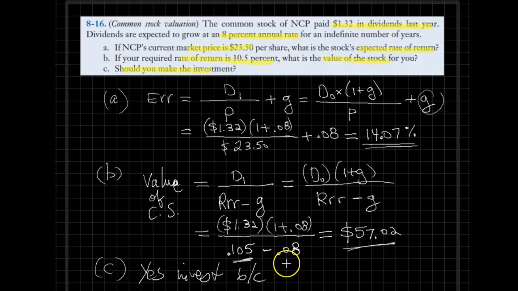because you can realize that the expected rate of return of 14% is definitely greater than the required rate of return of 10.5%. So that might be one reasoning behind your investment decision.